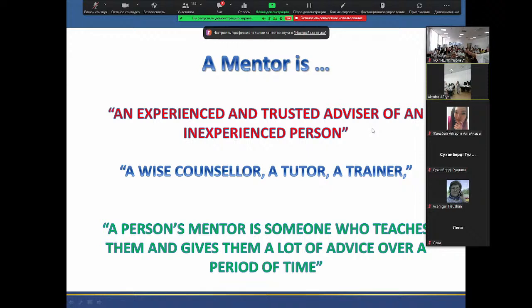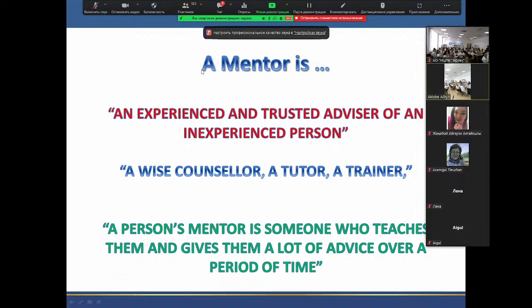Kind, responsible, creative, who will support you, wise, patient, communicative. What else? Common experience. Okay, good. Now look at the definitions of the mentor, and decide which is just to the point, which is not.